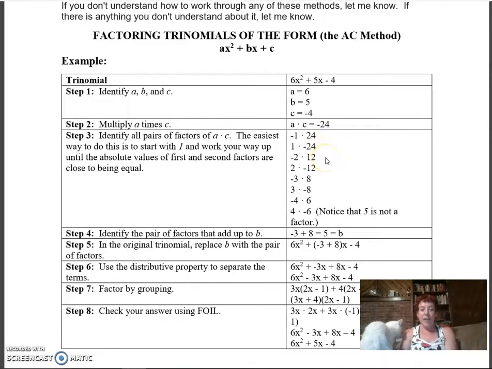We've got negative 2 times 12, and then positive 2 times negative 12. Negative 3 times 8, and 3 times negative 8. Negative 4 times 6, and 4 times negative 6. 5 is not a factor of negative 24, but we go through all of them until we find all the possible pairs. Then we decide by checking which of the pairs of factors add up to b. So in our example, b is equal to 5.